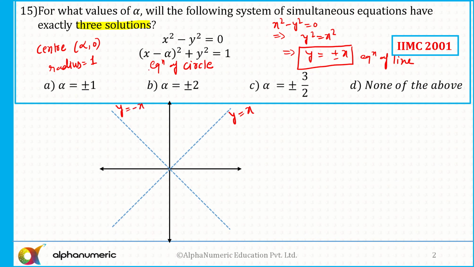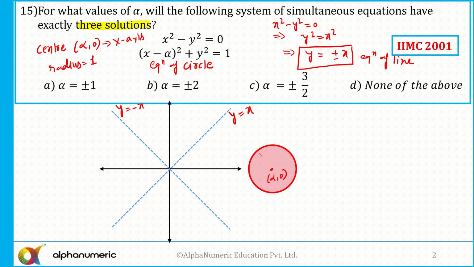Now I need to draw a circle whose center is alpha comma 0 and the radius is 1. Center is alpha and 0 means the center is lying on the x-axis, as its y coordinate is 0. So I am drawing a circle. This is a circle with a radius of 1 unit. The center of this circle is alpha comma 0, which means the circle's center lies on the x-axis.